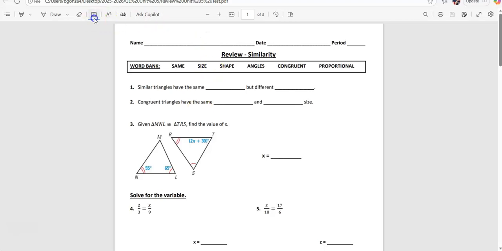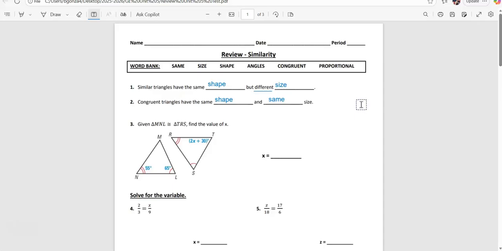All right, here's the review for the similarity test. Number one says similar triangles have the same shape, but they have a different size. Congruent triangles have the same size and the same shape. So the biggest difference is right here where it says different. Similar triangles have a different size.